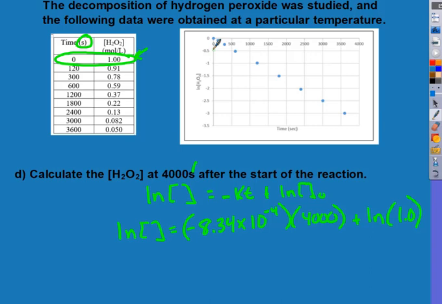So now we can just plug in. If I plug in everything on the right, I get negative 3.336. And remember, to get rid of ln, you raise it to the power of e. So e to negative 3.336. And I'm solving for concentration, which is molarity.